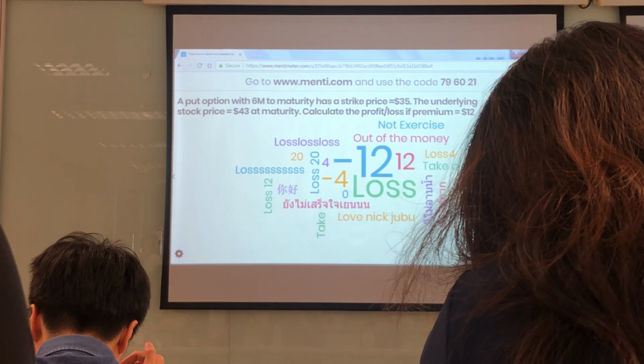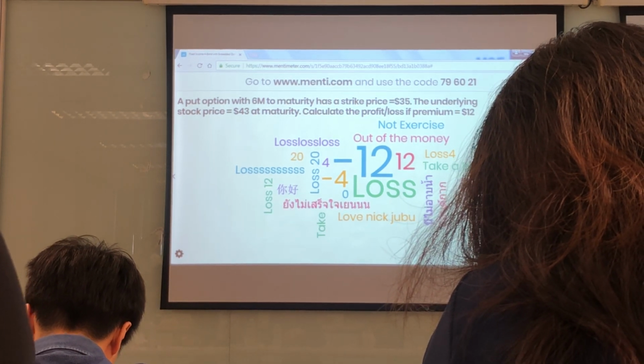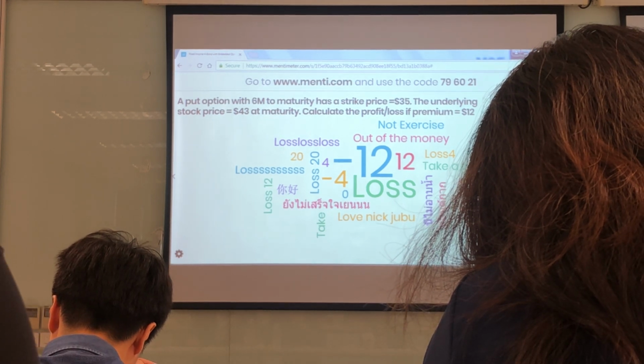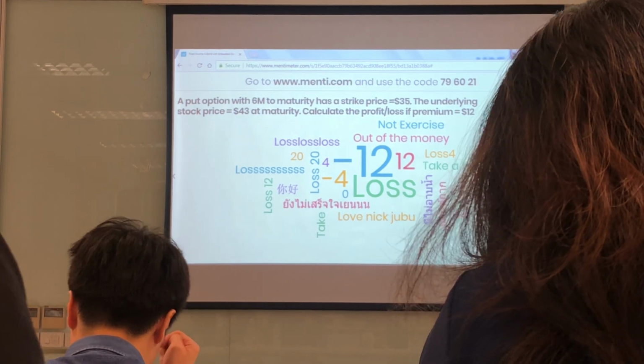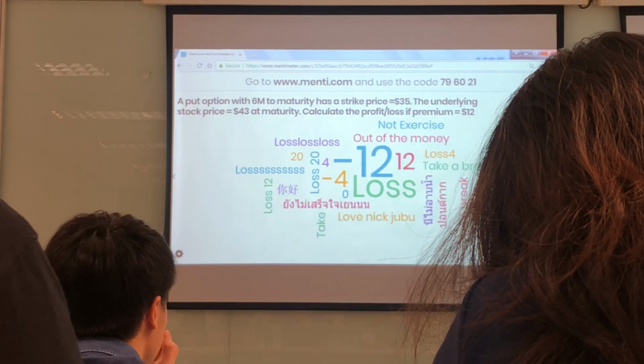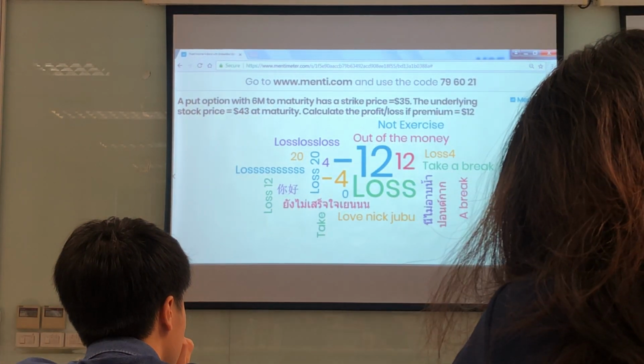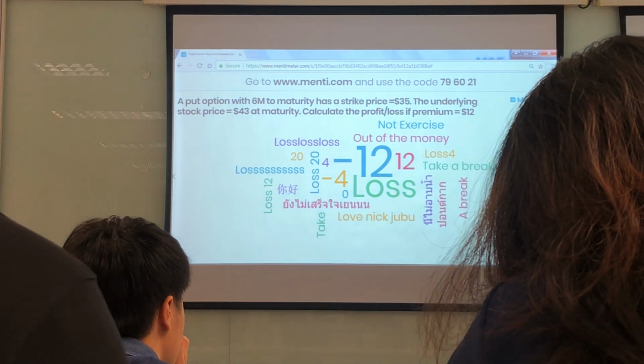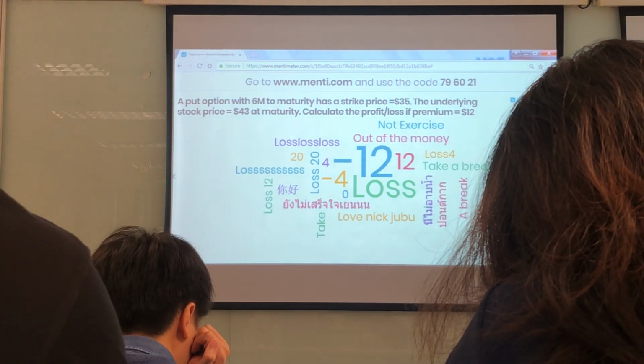This is quite critical because we will have to determine the value of the option, and then you have to determine the value of the put and the call. So you need to know whether the value of the call and the put.